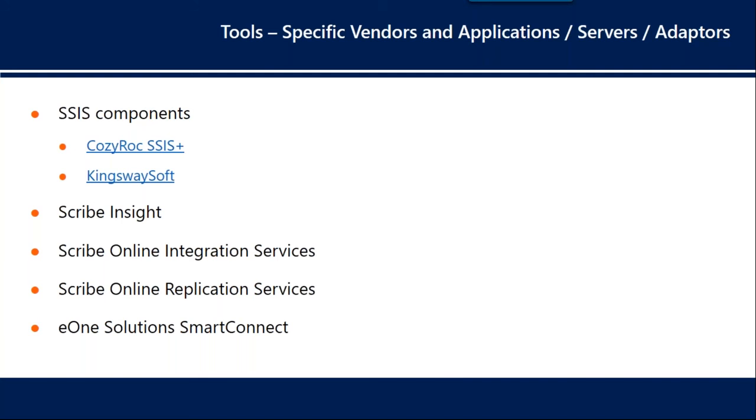We're actually not going to be looking too much at Scribe Online integration services today. We are going to look at Scribe Online replication services, and we're going to look at E1 Solutions Smart Connect, in addition to SSIS and Scribe Insight, for both a straight mapping and some queue-based integration.